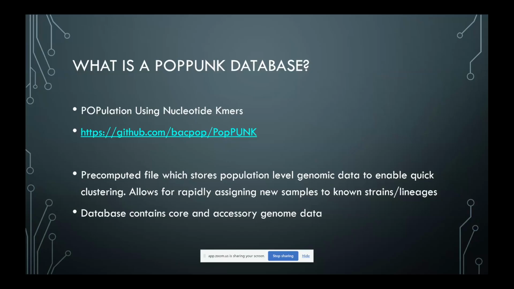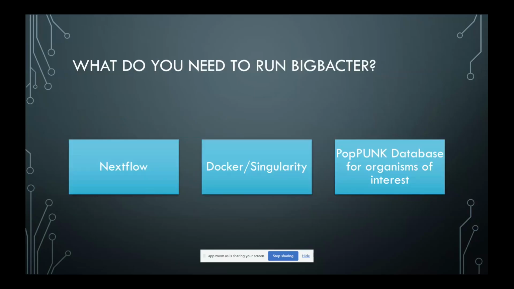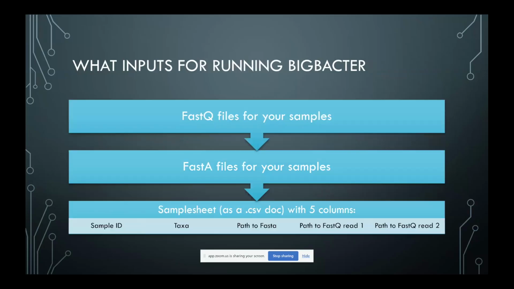But again, you have to have this in order to run it, and you can see that on this next slide. You need Nextflow to run BigBacter, you need Singularity or Docker, and you need the PopPunk database. You also have to have a few inputs, which are FASTQ files, and you want these to be paired end. You also need a FASTA file, and then you need a sample sheet, which is in a .csv format with 5 columns. You need the sample ID, you need a taxa, you need the path to the FASTA file, and then the path to each of the FASTQ reads.